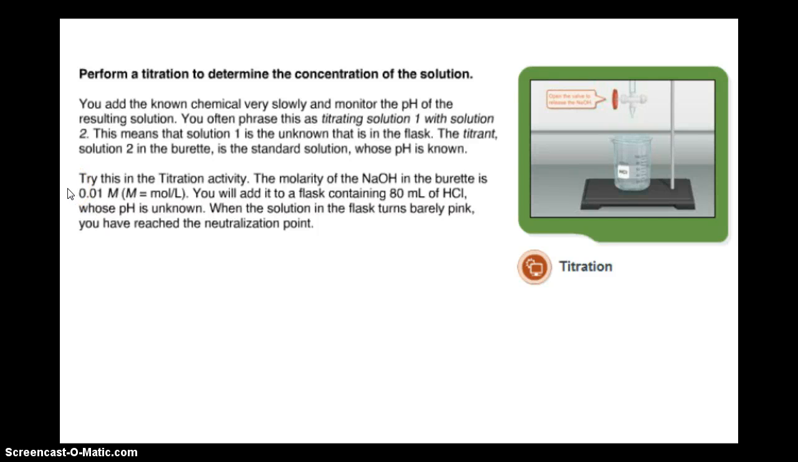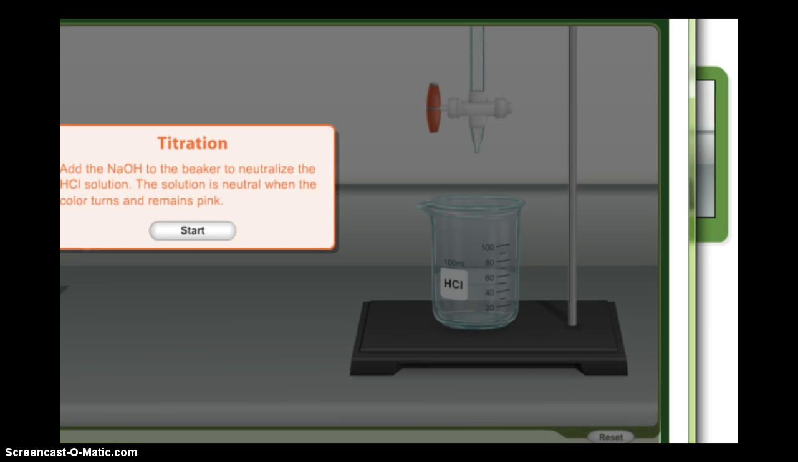The molarity of the sodium hydroxide in the burette is 0.01 molar, or moles per liter. You will add it to the flask containing 80 milliliters of hydrochloric acid whose pH is unknown. When the solution in the flask turns barely pink, you have reached the neutralization point.